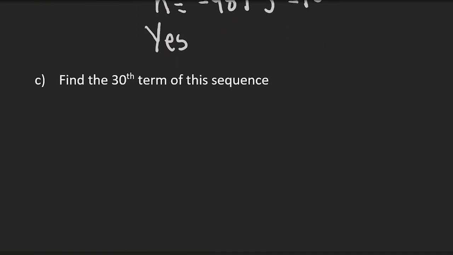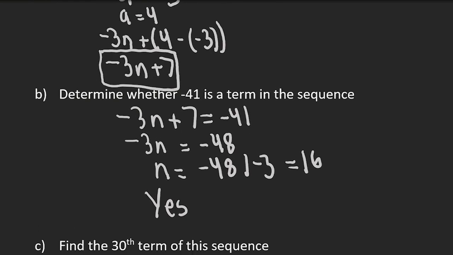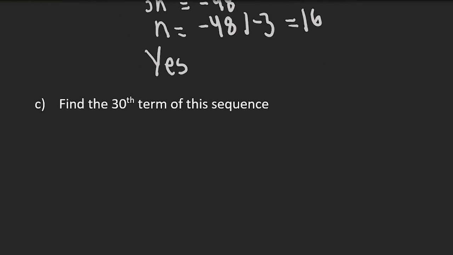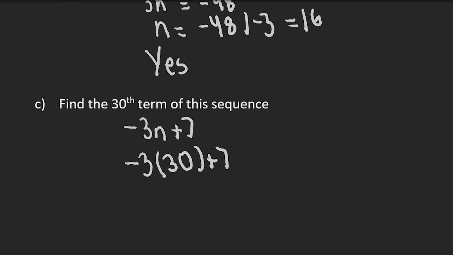Now the next question says, find the 30th term of the sequence. Our nth term is minus 3n plus 7, so we would just write that down. And then we would substitute 30 for n, giving us minus 3 times 30 plus 7. Let's simplify this. This gives us minus 90 plus 7, which is equal to negative 83. And this is our answer.